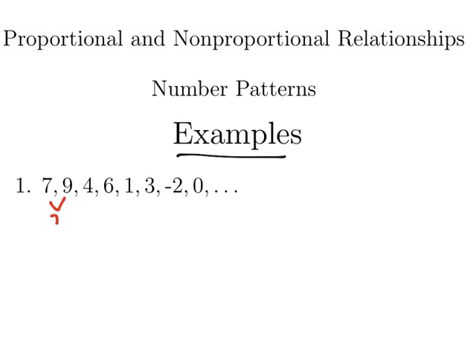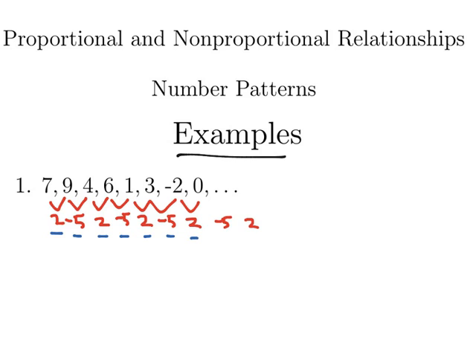So here 9 minus 7 is 2, 4 minus 9, actually 4 minus 9 is negative 5, 1 minus 6 is negative 5, 3 minus 1 is 2, negative 2 minus 3 is negative 5, 0 minus negative 2 is 2, and we can see here that the pattern is that it goes from 2 to negative 5, 2, negative 5, 2, negative 5, 2. So to find the following three, we just apply the following things.